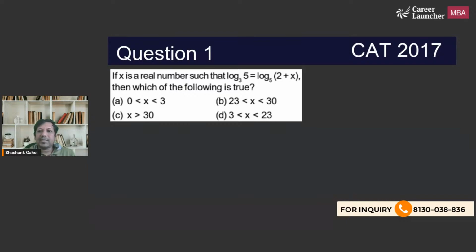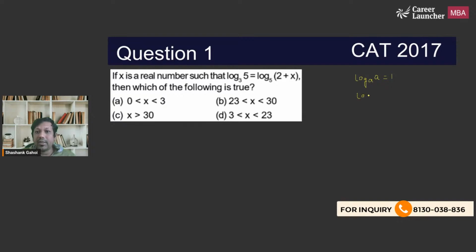Now let's start. This is a question from CAT 2017. It says that if x is a real number such that log base 3 of 5 is equal to log base 5 of (2 plus x), which of the following is true? Now, this looks like a very tricky question. Our job is to figure out which option is true. We have already seen that log a base a is equal to 1.